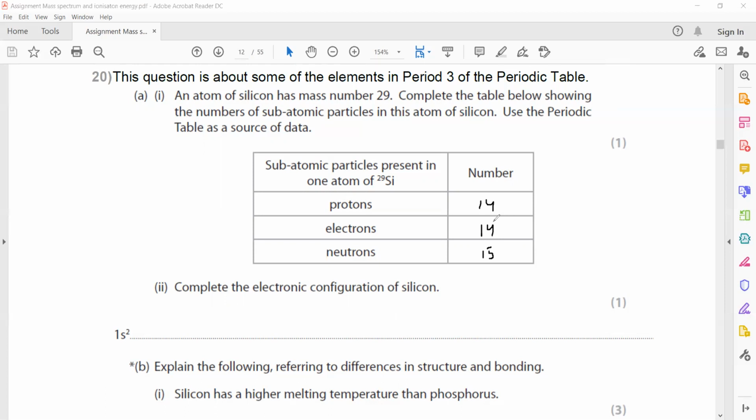Then complete the electronic structure of silicon. What is the electronic structure of silicon? We have to arrange 14 electrons. So 1s2, then 2s2, 2p6, so 10 arranged, then 3s2, 3p2 will be there. This is the electronic structure of silicon.